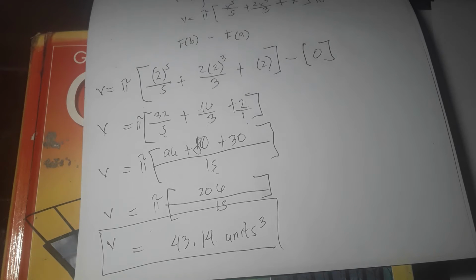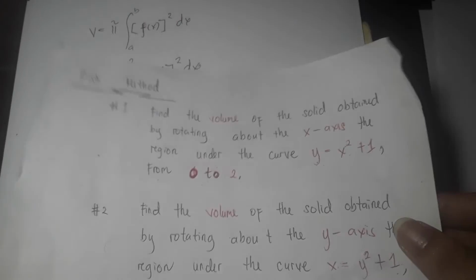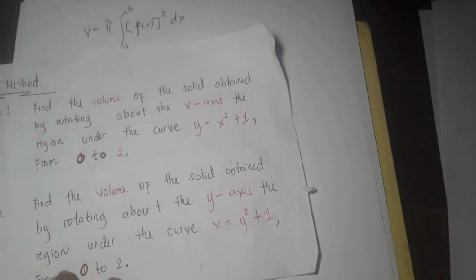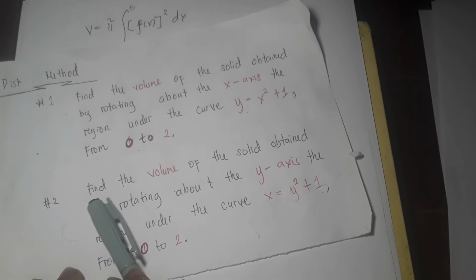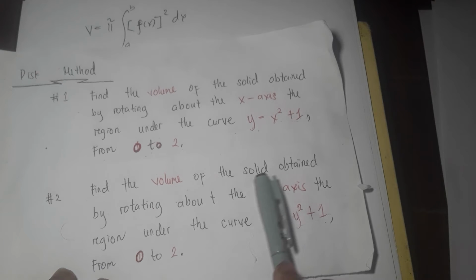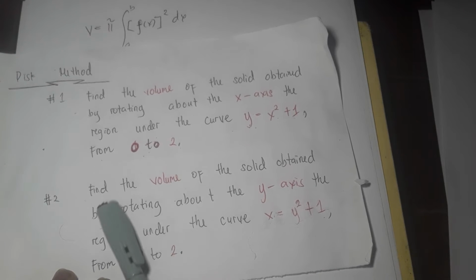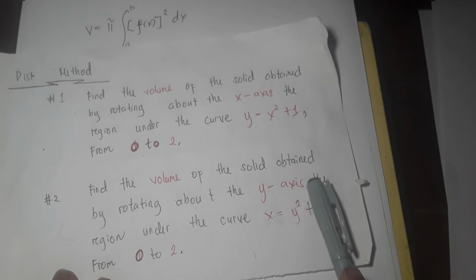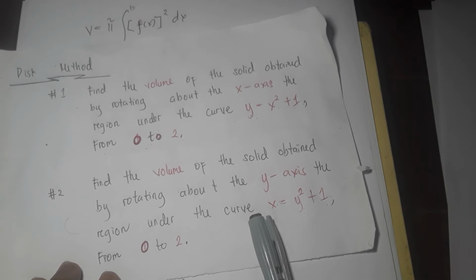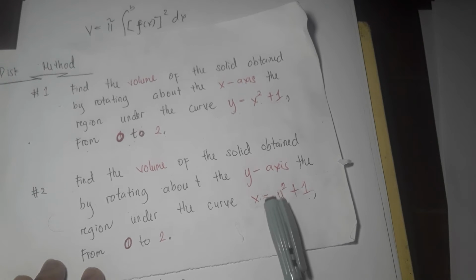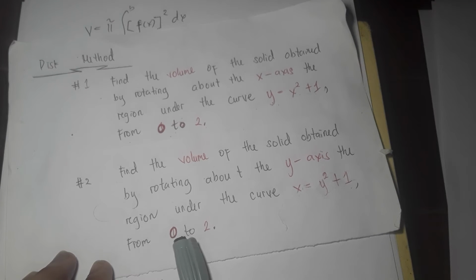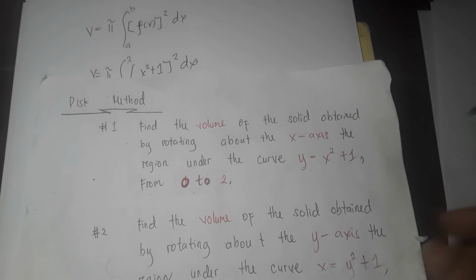So let's move to the second case, with the same function and the same limits of integration, but a different axis of rotation. Case 2 is to find the volume of the solid obtained by rotating about the y-axis. So it talks about the rotation about the y-axis of the region under the curve x equals y squared plus 1, and the interval is from 0 to 2. Let's have a graph.